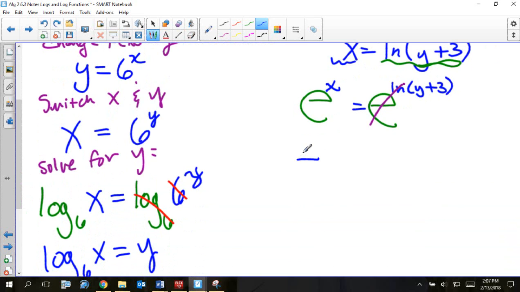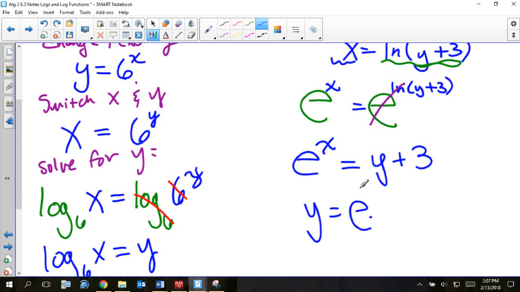So now we have e to the x equals y plus 3. Is y by itself? So then subtract 3 from both sides, and we get y equals e to the x minus 3. And that's the inverse.